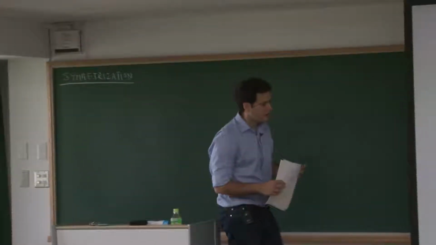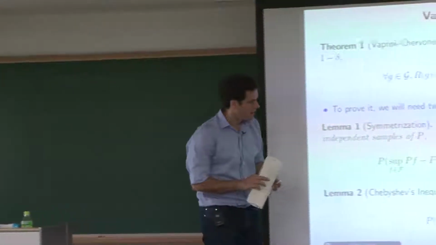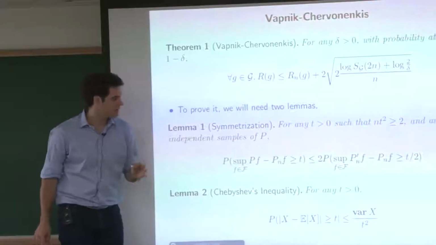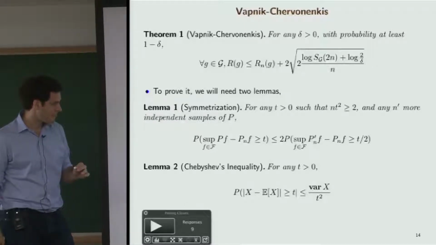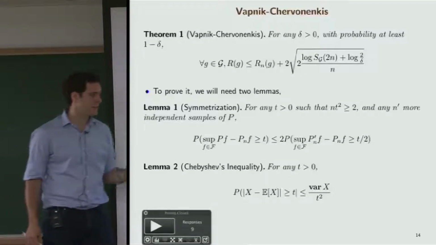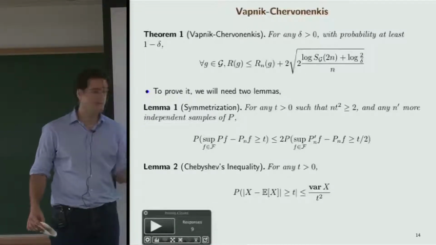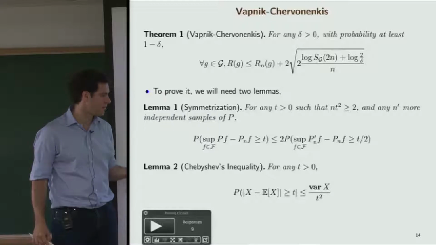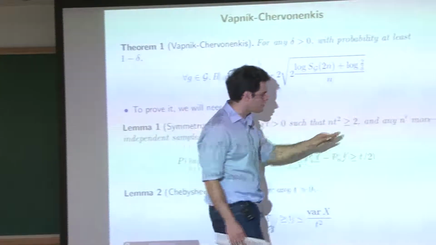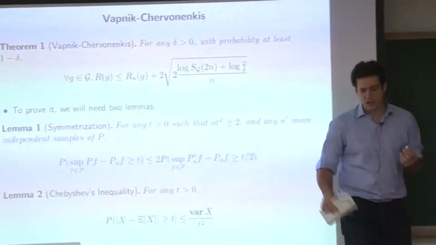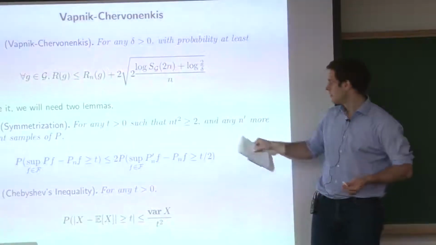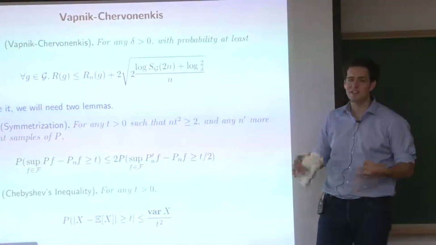So let's look at the lemma itself. For any t such that nt squared is bigger than 2, that's just a technical assumption. And here is why it's called symmetrization. We are going to consider that we have n prime more independent samples of P. The notation is not very clear here. It's another n samples of the same distribution. The number is n, but we write prime to say that they are different samples.